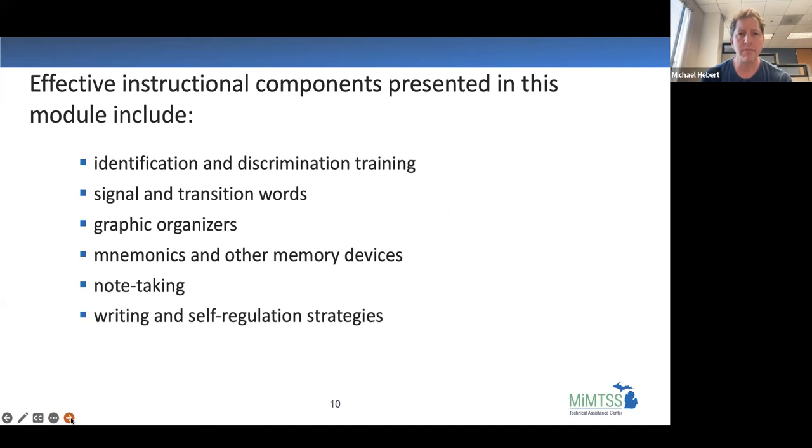Some of the components that I'm going to present on include the following. One is identification of text structure, so discriminating between one text structure and another. So if authors are describing something versus a compare-contrast versus a sequence. I'll get into those text structures in a minute, but basically helping kids to identify and discriminate among these text structures. Teaching signal words or transition words to help kids understand which text structure they're looking at. Graphic organizers that provide a visual representation of that structure so that kids can understand how the information is connected. Mnemonics and other memory devices, note-taking, and then writing and self-regulation strategies. So I'll be going over a few of those.